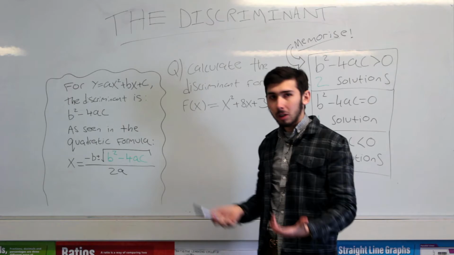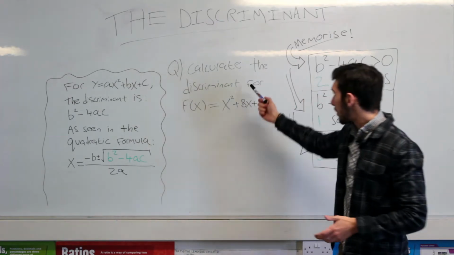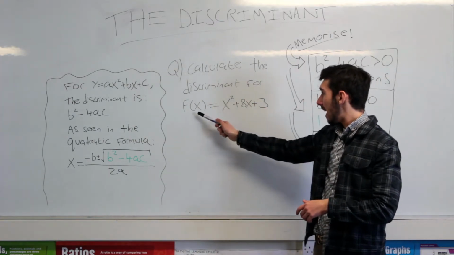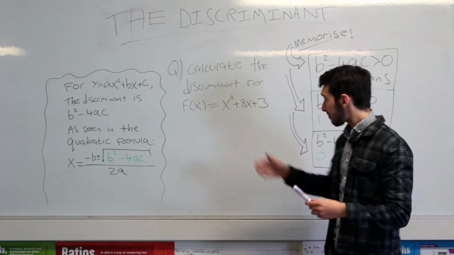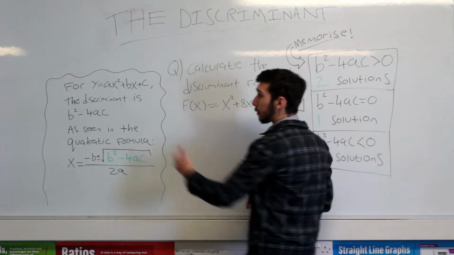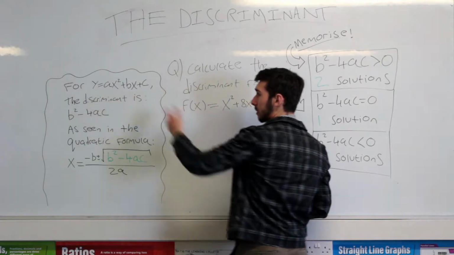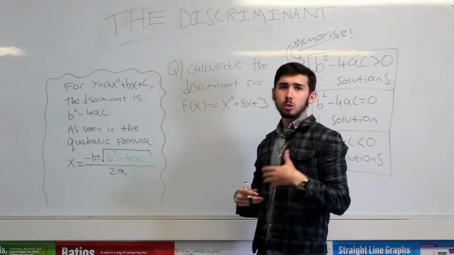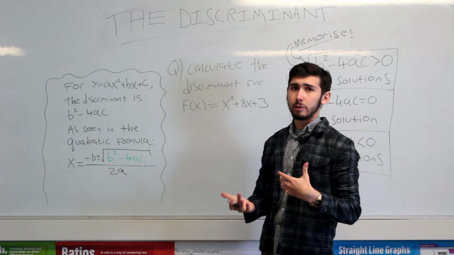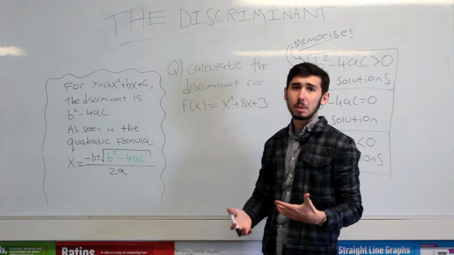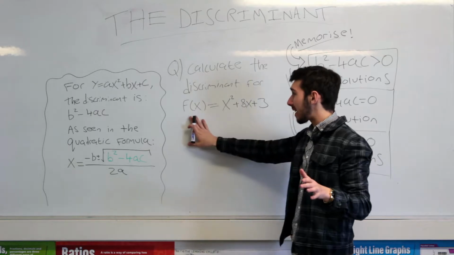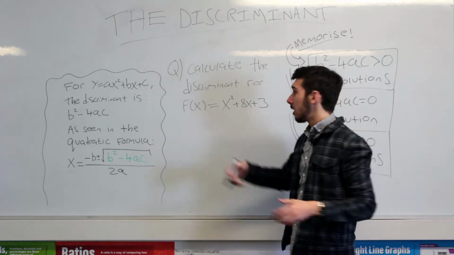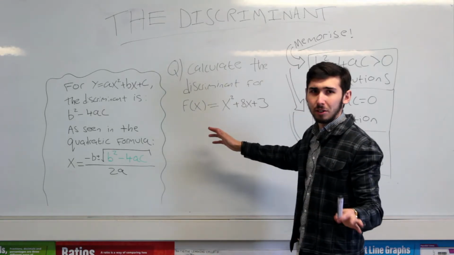If it asks you to calculate the discriminant, like a question that I've written here, calculate the discriminant for f of x equals x squared plus 8x plus 3, that means this is in the form y equals ax squared plus bx plus c. Just a note, you can basically use y and f of x interchangeably. They mean the same thing. If you see an f of x, think of it as a y, okay? So f of x is just sort of there to throw you off a little bit, guys.